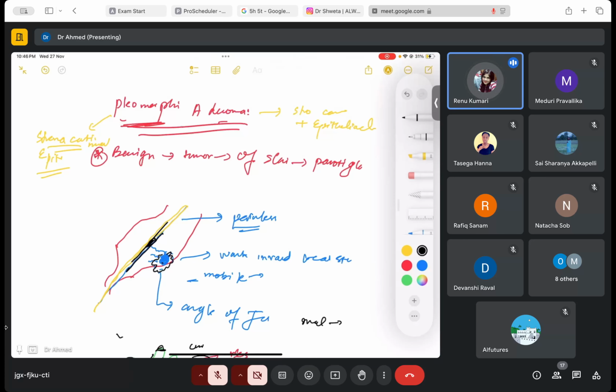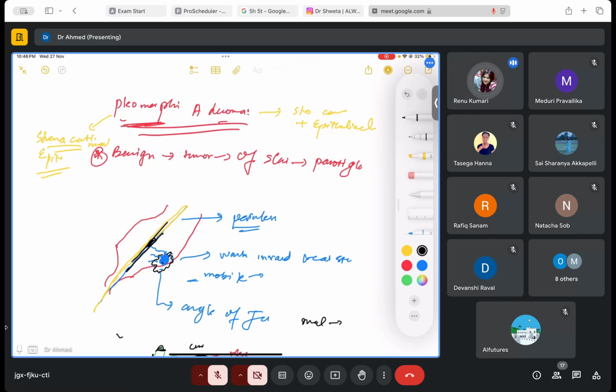Sialadenitis is inflammation of the salivary gland. It can happen when there is some obstruction in the duct, so the secretions are not flowing out and get built up, which can lead to infection. The most common organism is Staph aureus. And then pleomorphic adenoma. Pleomorphic adenoma is the benign tumor of the salivary gland, most commonly the parotid.